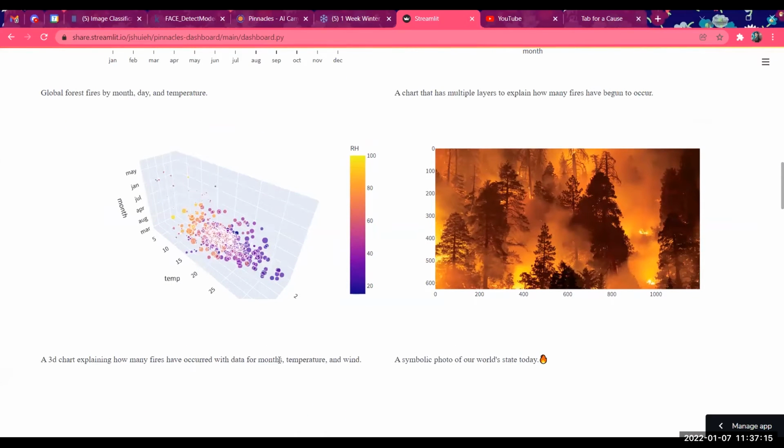Then there's the 3D chart explaining how many fires have occurred with data for months, temperature, and wind. And so if the circle is higher up and it has a higher RH counter, then that means that there has been a lot of fires in that area and in that time. And then the photo is basically just a symbolic photo of our world state today.